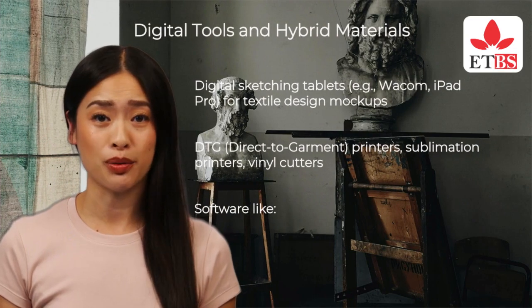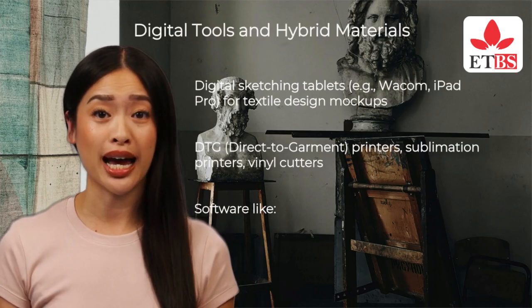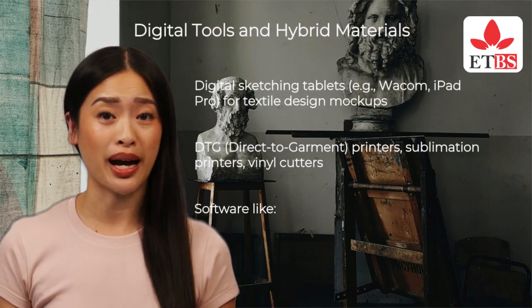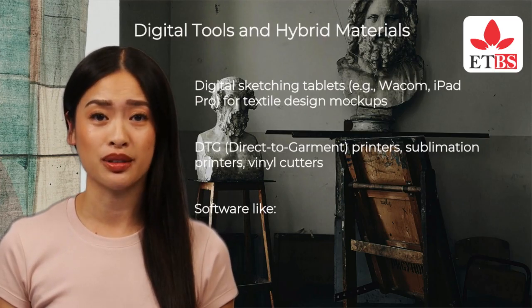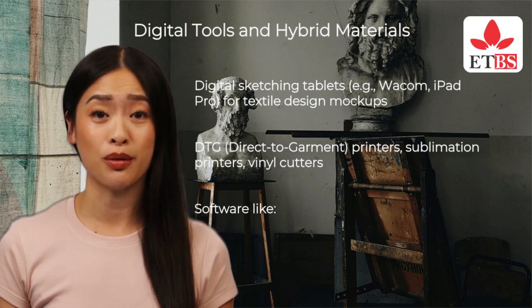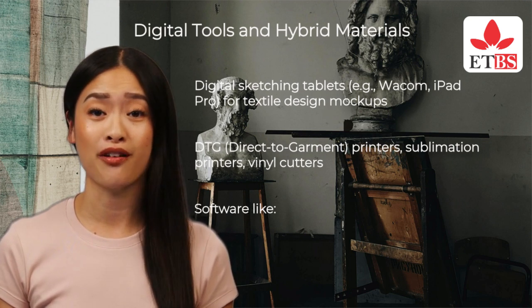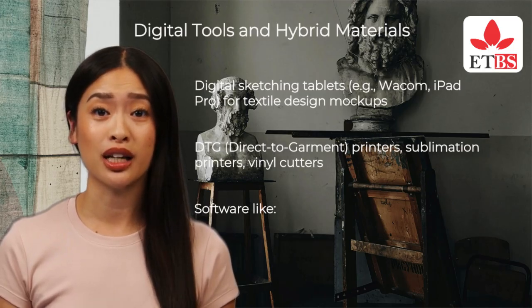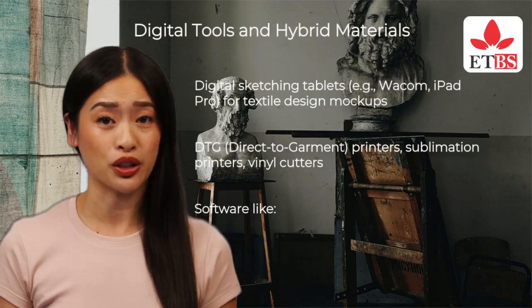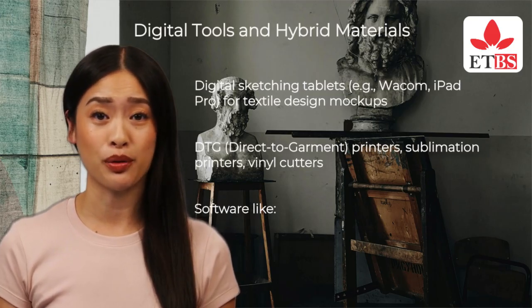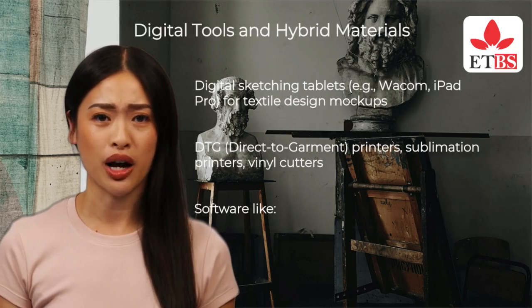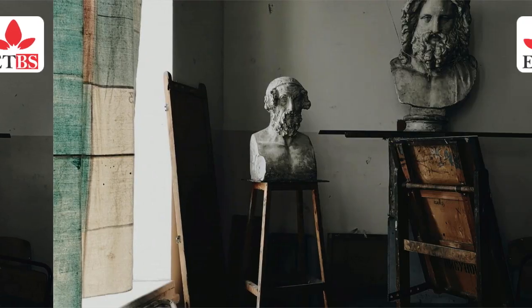Digital tools and hybrid materials: digital sketching tablets, e.g. Wacom, iPad Pro, for textile design mockups. DTG, direct-to-garment printers, sublimation printers, vinyl cutters. Software like Adobe Illustrator for vector textile and surface pattern design. Photoshop for layering textures and print preparation. Procreate, CorelDRAW, Inkscape.